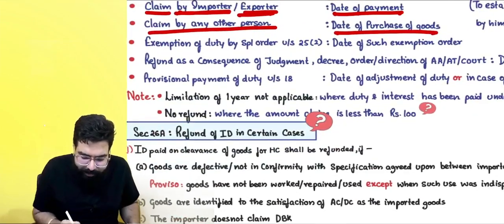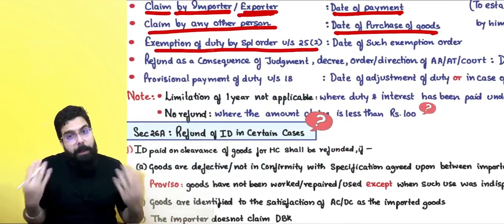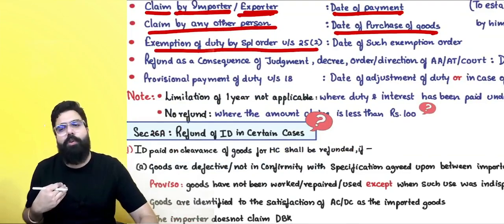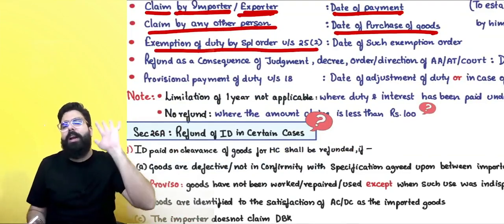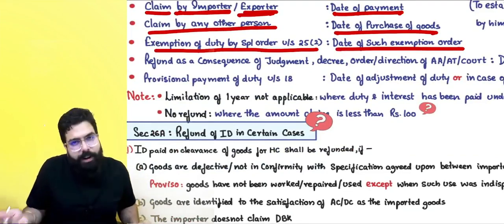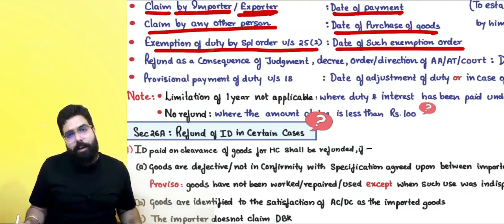Sir, if there is an exemption which is a special order issued, I paid the duty, later government went ahead and issued a special order, whatever duty refund I have to get, from the date of such exemption order, I have to apply within 1 year.